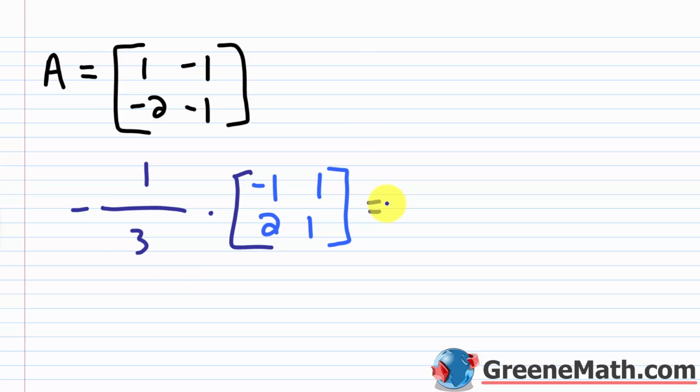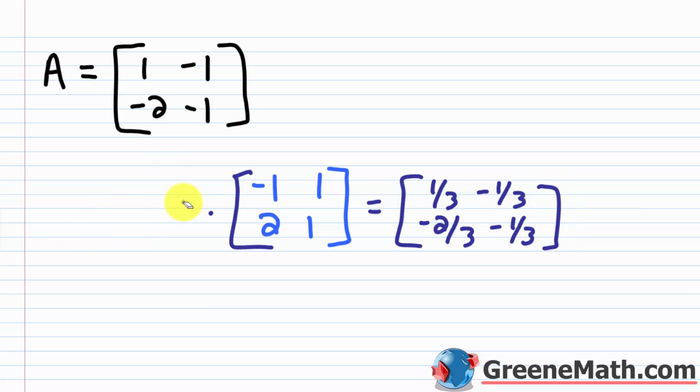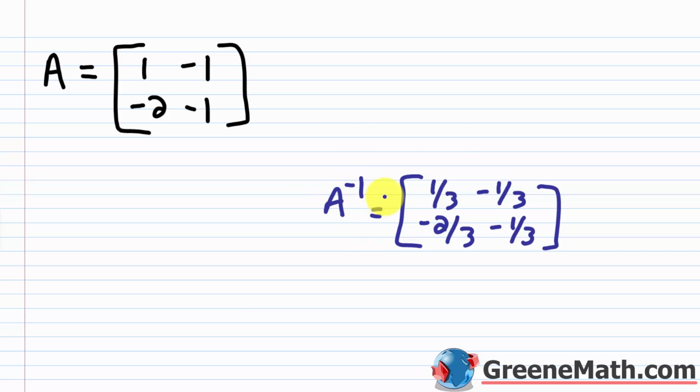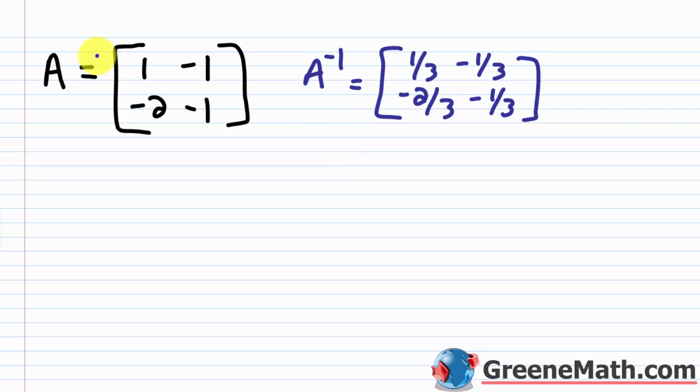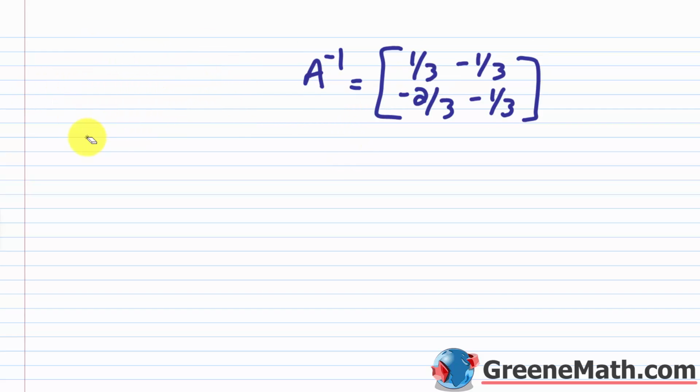All right, so if I multiply everything by negative 1/3, I'm going to get basically positive 1/3 here. I'm going to get negative 1/3 here. I'm going to get negative 2/3 here, and I'm going to get negative 1/3 here. So this is the inverse of A. So this is A inverse. And let's just move this over here. And I'm going to erase A at this point. I don't need it anymore. It serves me no purpose.